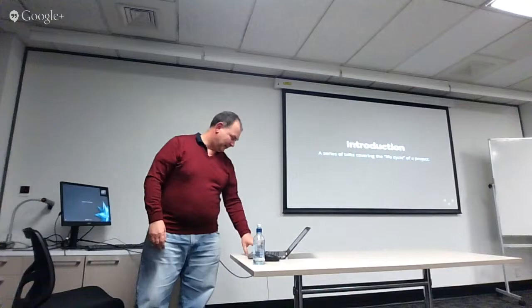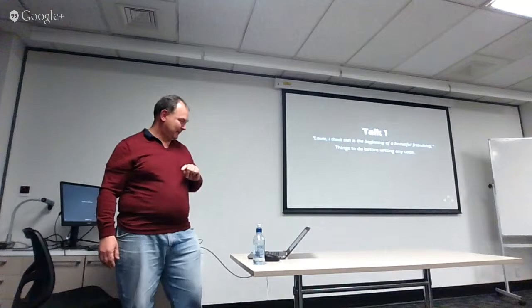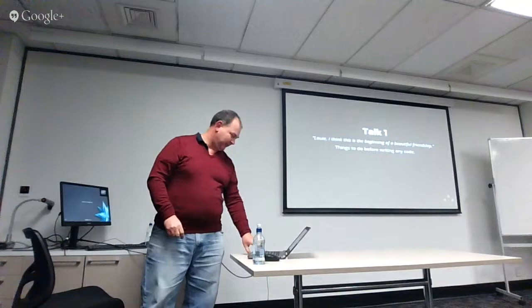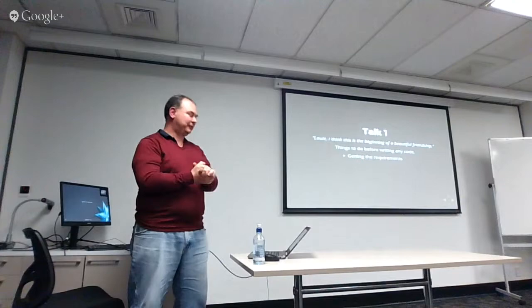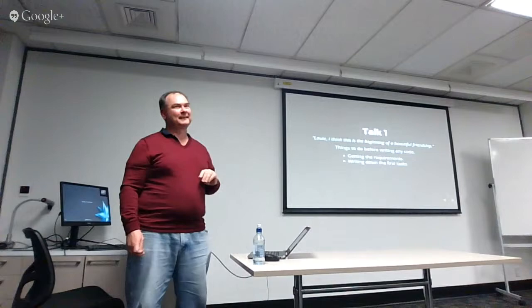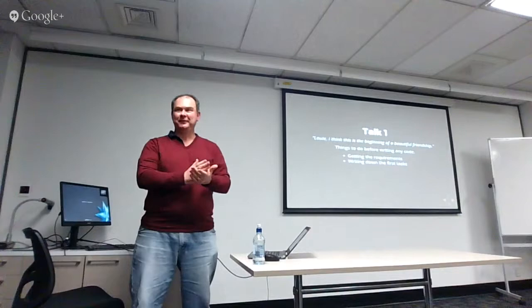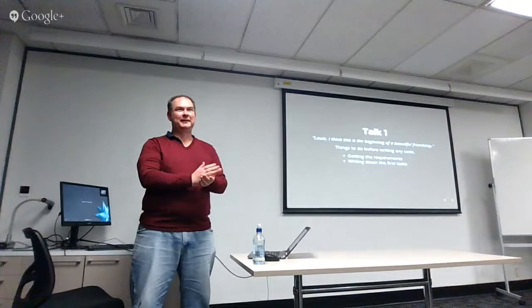The life cycle of a project, I'm calling it. So this is talk one. Things that we're going to do before we actually get around to writing any code. Got to find out what the requirements are. What do we actually want to achieve? We're going to write down those tasks. I'm trying to be relatively generic here, but once you know what you want to do, you should write it down, because if you're anything like me, you'll forget what you wanted to do next week and you'll have a whole new project, because it's nothing like what you wanted to do to start with.